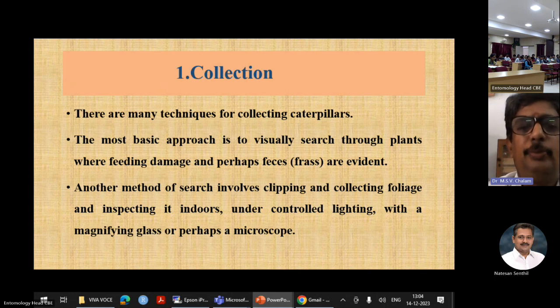So you see, there are many techniques. At this stage, we don't need the techniques for collection. You can visually observe the crops. You can observe for the damage symptoms. You can observe for the feces, and by visual observation, you will be able to collect the larva. Next one, please.